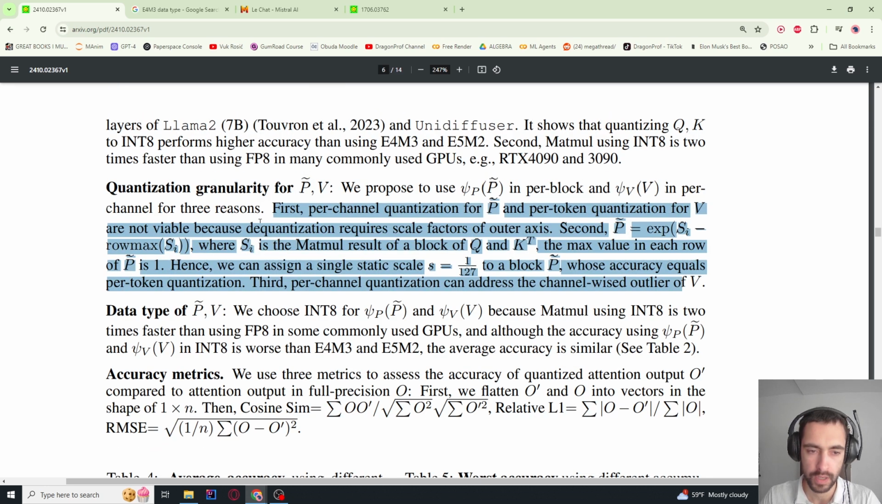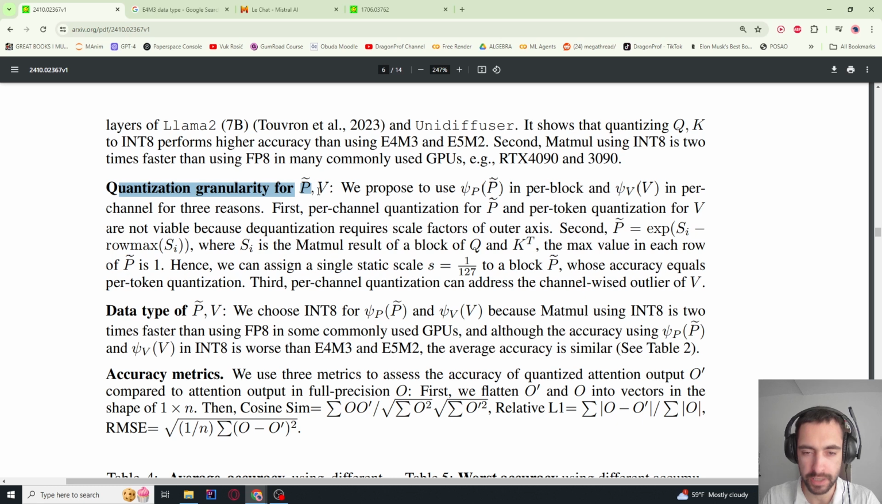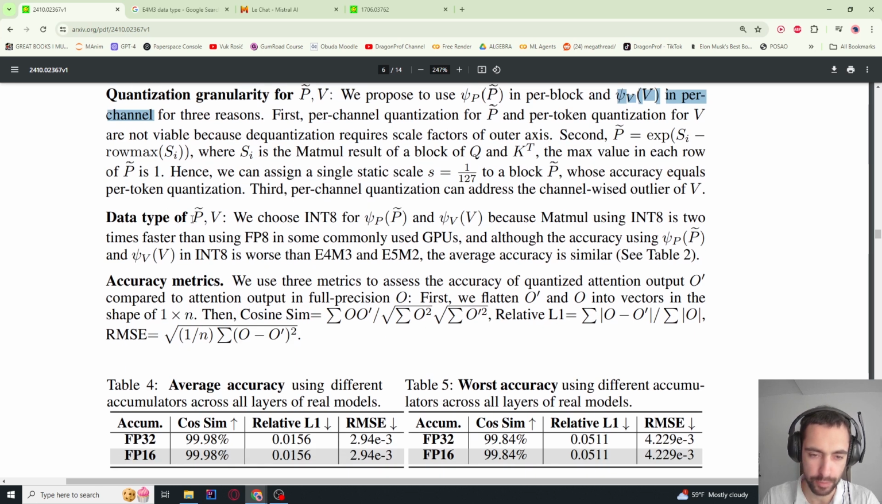And then quantization granularity for the P and V matrices. They're going to take per block for the P matrix and per channel for the V matrix. Then for the data type for P and V, they're going to choose int8 because it's a lot faster, even though it might have a bit smaller accuracy as we saw in the table.